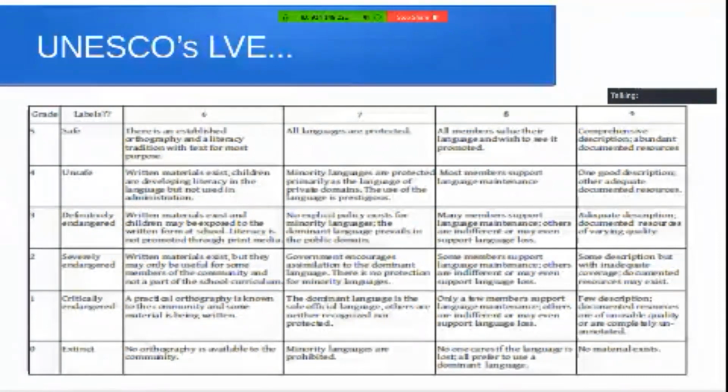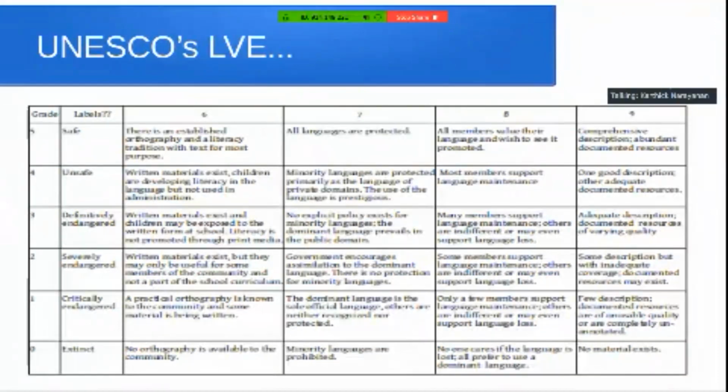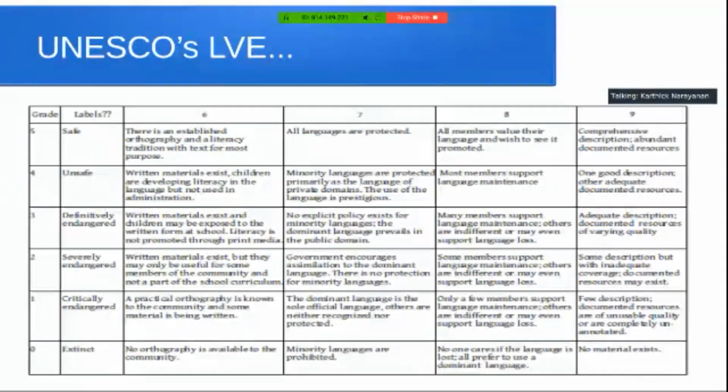So again, UNESCO doesn't really work on the labels; what they concentrate on is the grades 5, 4, 3, 2, 1, and 0. The grades are separated from universal to none. And the 9th factor is the availability of documentation and description. If documentation and description is available in very high amount, then it is safe. If there is none, then that's the language you should start with.